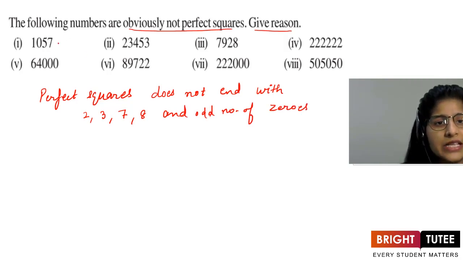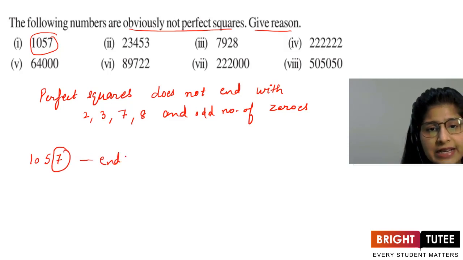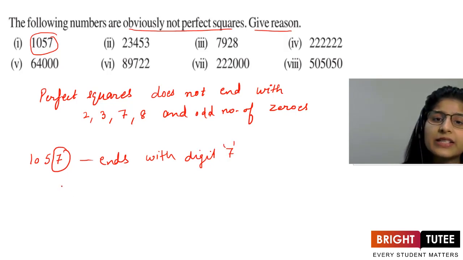So in the first one, 1057. They are saying these are not perfect squares and we have to tell why. So we see the ending digit is what? We will write ends with digit 7, right? So what is the reason that it is not a perfect square? Because it is ending with digit 7. There is no perfect square that ends with 7, right? Similarly, in the next part, the ending digit is 3. Hence, it is not a perfect square.